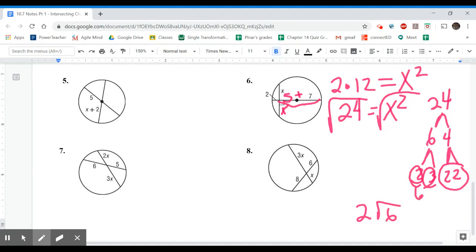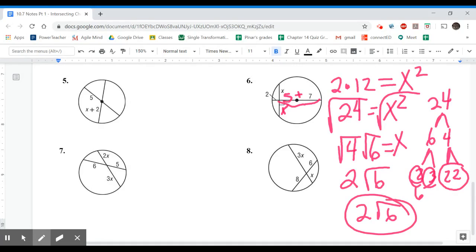This is the 6, and that's the 2 that stays on the outside. Or you can do it like this. Square root of 4 times square root of 6 is equal to x. Square root of 4 is 2. Square root of 6 cannot be simplified. So that's how you get 2 square root of 6. So that's the value of x.